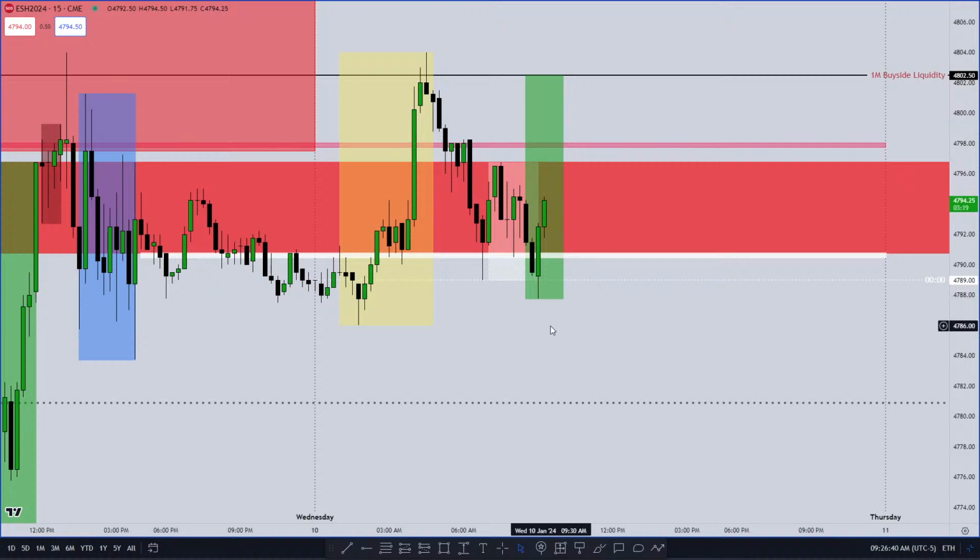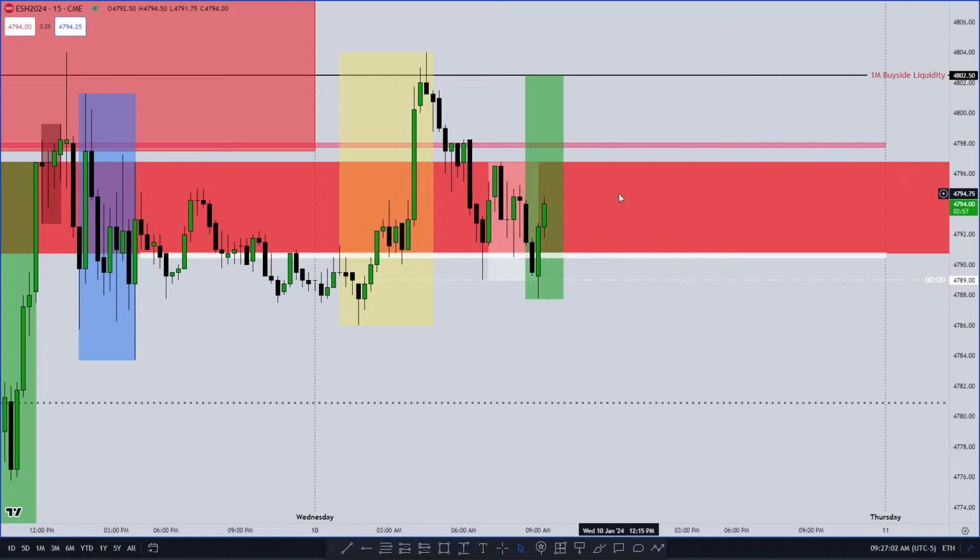So despite the dollar going up, the S&P is also going up. So let's see what it really wants to do. I am watching this imbalance here in confluence with this buy side imbalance. That leaves a balanced price range.